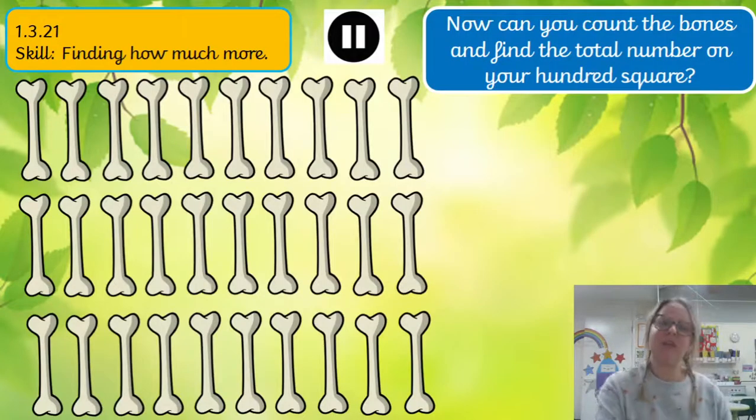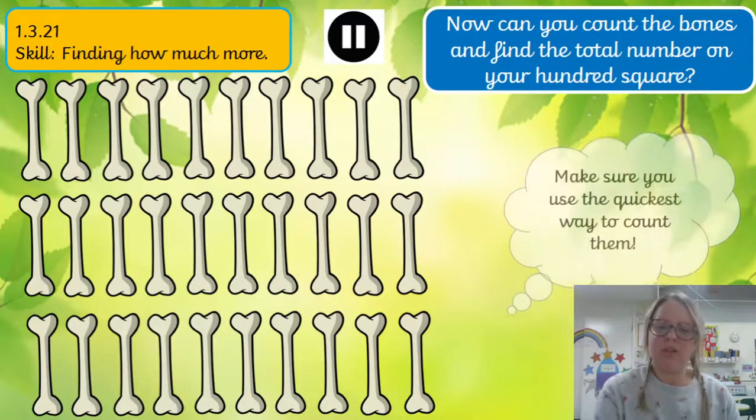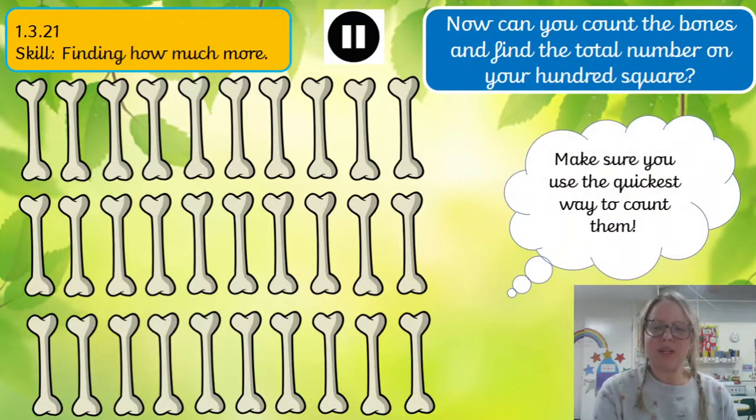Okay. Now, can you count the cubes and find the total number on your 100 square? Make sure you use the quickest way to count them. We've talked about this, haven't we? If they're all lined up in a nice neat row, we just need to count the top row, and then we know how many are in the other rows.